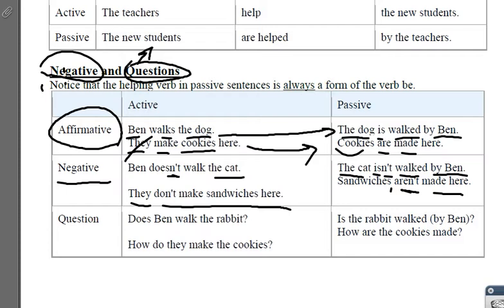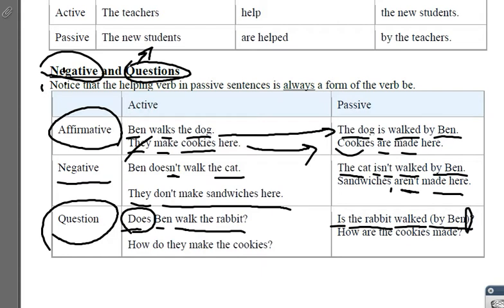The question is a little bit tricky, but when you know how to form it, it becomes easy. Does Ben walk the rabbit? So does means that this question is present simple. You have to begin with verb to be. We begin with verb to be, and then the object, which is the rabbit, put the verb in the past participle, and you can write by Ben. As you notice, it's put between brackets. It means that it's additional. You can write it or not.